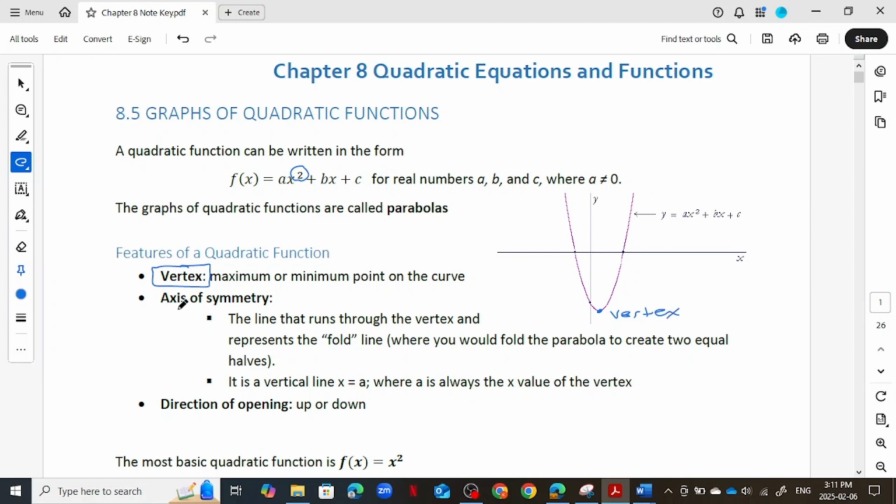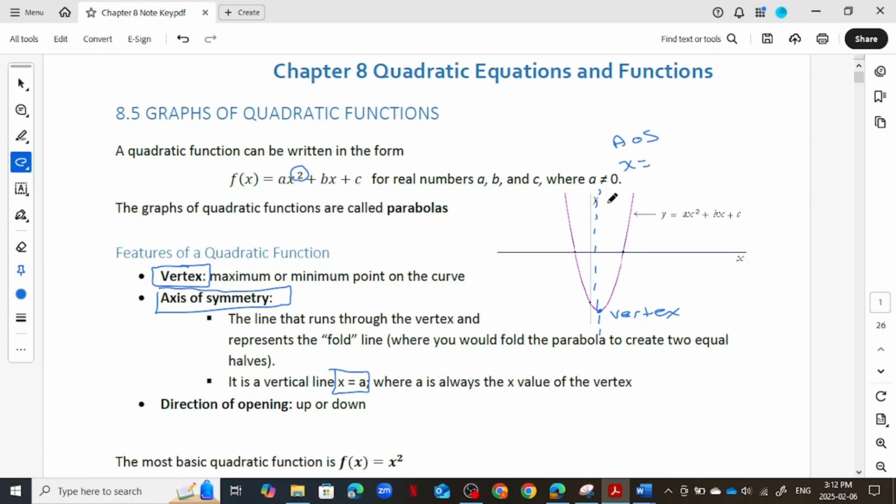Another feature that we like to look at is called the axis of symmetry. The axis of symmetry is kind of what its name implies. It's a line or an axis that will break the parabolic function up into two halves. If I was to draw a vertical line passing through the middle point, the vertex, I could fold the graph over this line and it would be perfectly symmetrical. The equation for the axis of symmetry is always a vertical line, so it's always x equals.